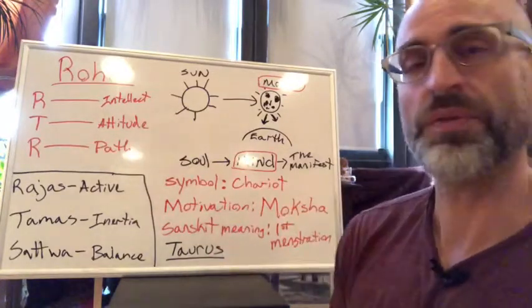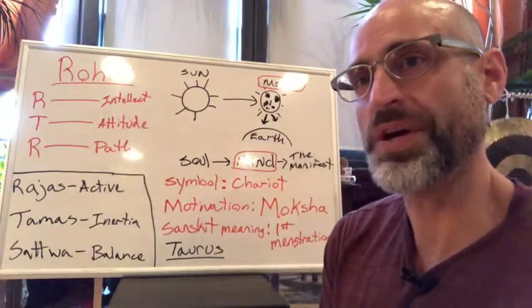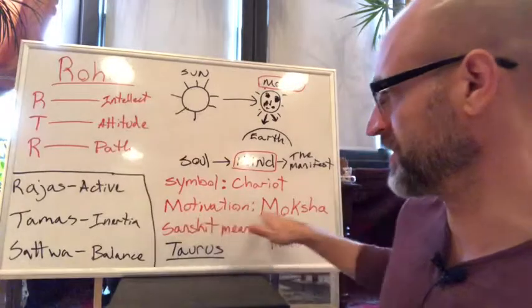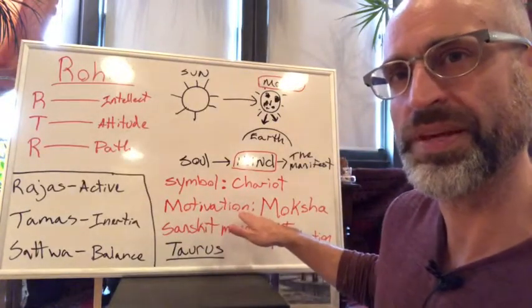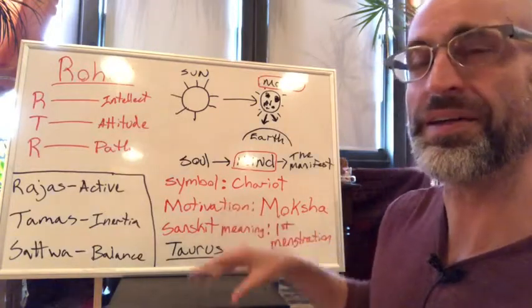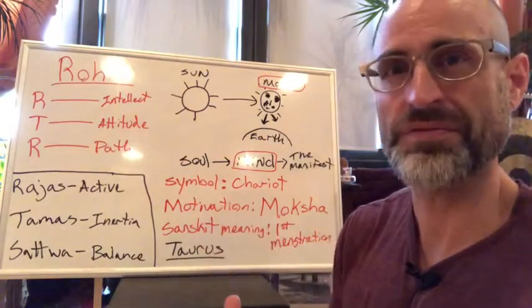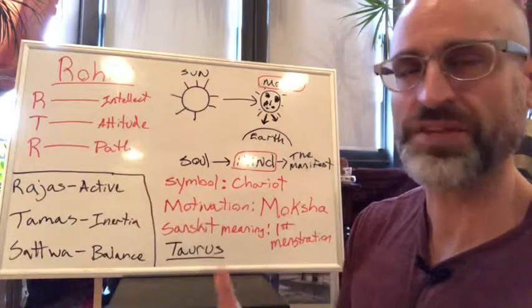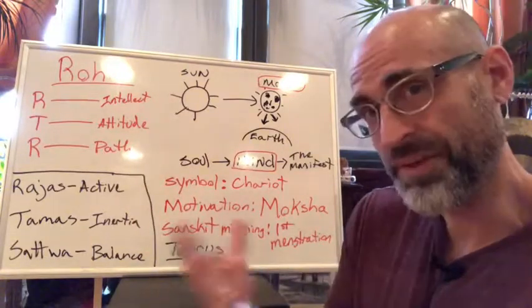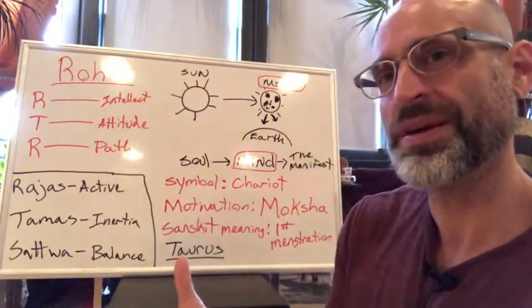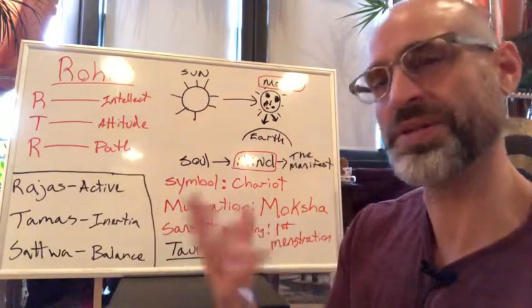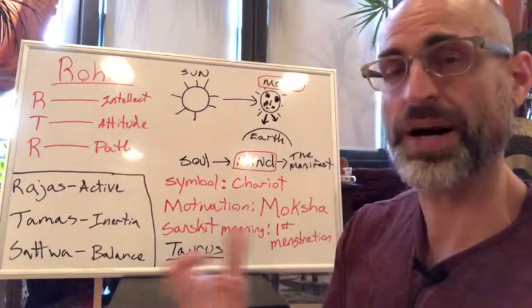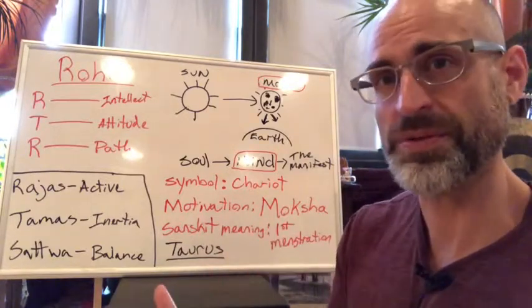Now Rohini, what's really important to look at here is what its motivation is. So the motivation of Rohini is moksha. It's liberation. Liberation of the soul, of the individual. What we're liberating really is attachment to the material plane or the identification with the material. And this can be the body, it can be the mind, it can be all sorts of attributes.